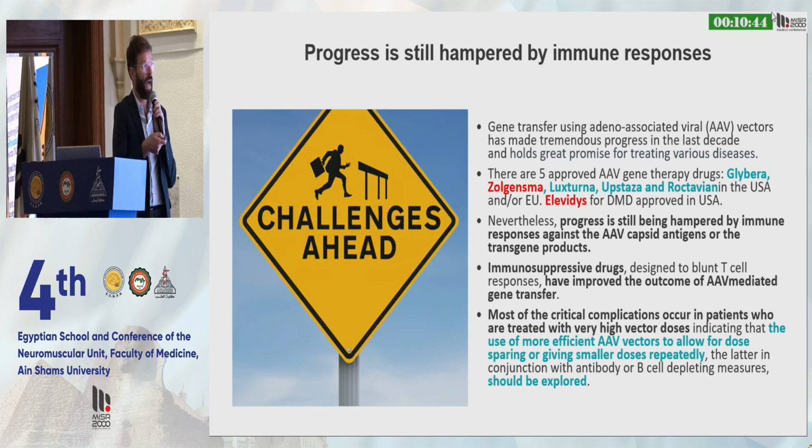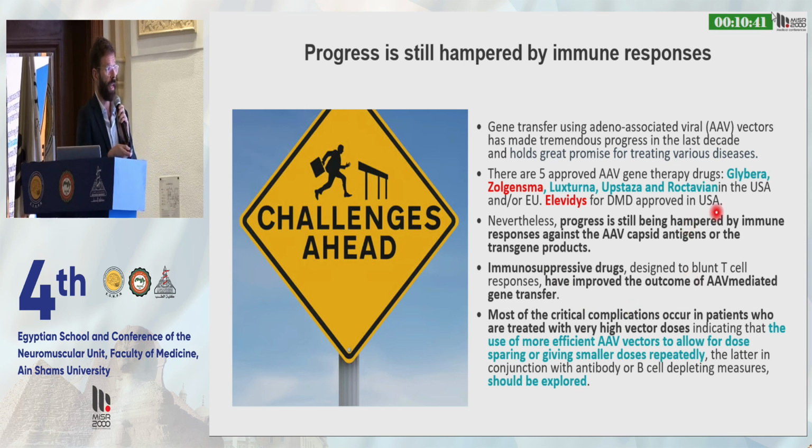So we now have 5 approved AAV gene therapies in Europe and in the USA. The one which interests us most is Zolgensma for SMA, and now in the US there was the approval by the FDA of a therapy for Duchenne muscular dystrophy. Nevertheless, we need to be sure that the immunosuppressive regimen can prevent this event, and in the future we will use more efficient AAV vectors to allow dose sparing, giving a smaller dose and avoiding immune response.